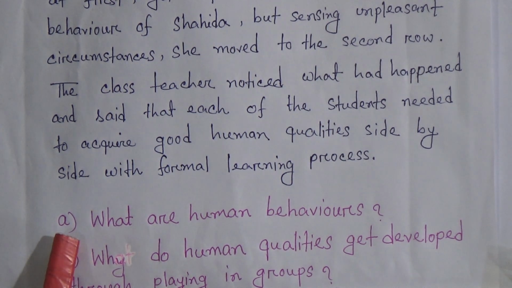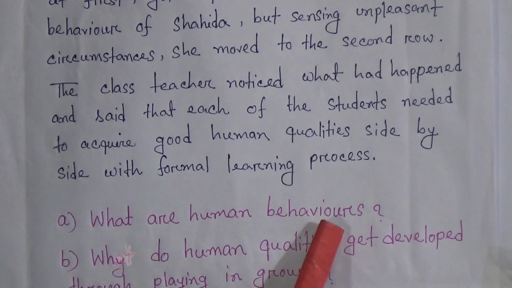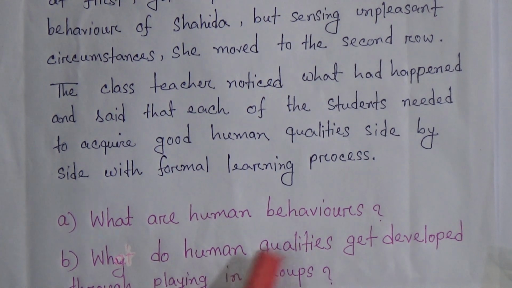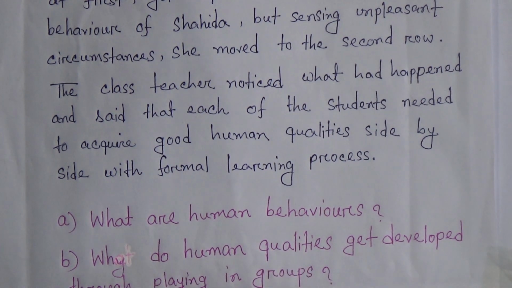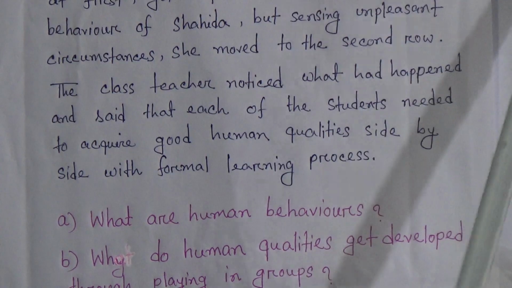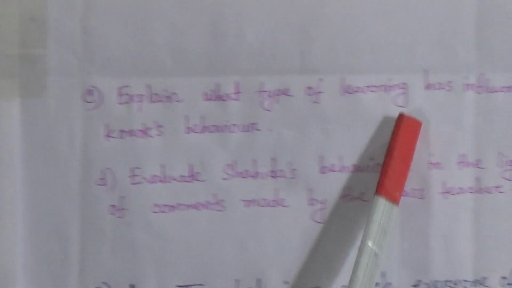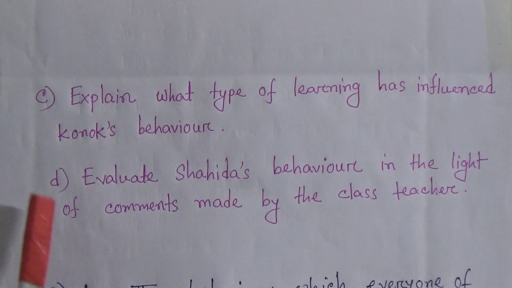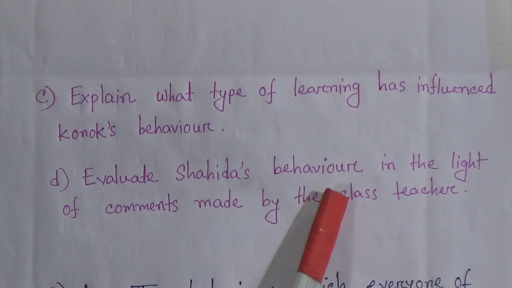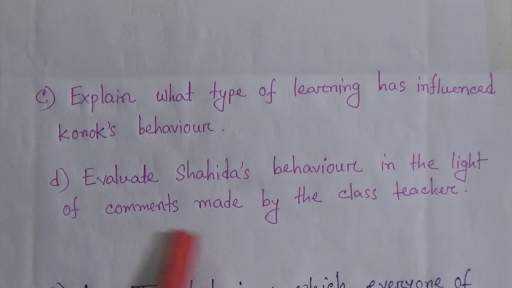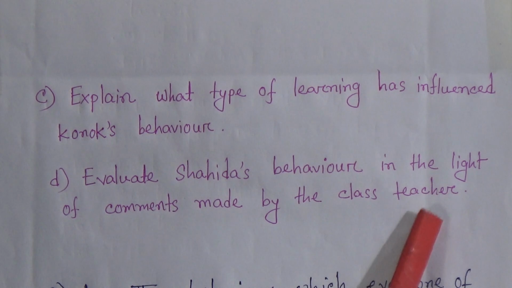Question number 1. A. What are human behaviors? B. Why do human qualities get developed through playing in groups? C. Explain what type of learning has influenced Konok's behavior. D. Evaluate Shahida's behavior in the light of comments made by the class teacher.